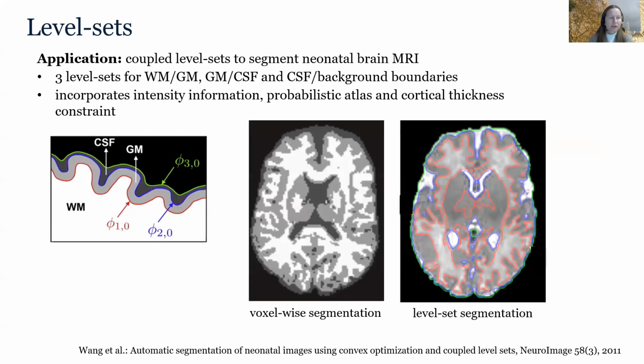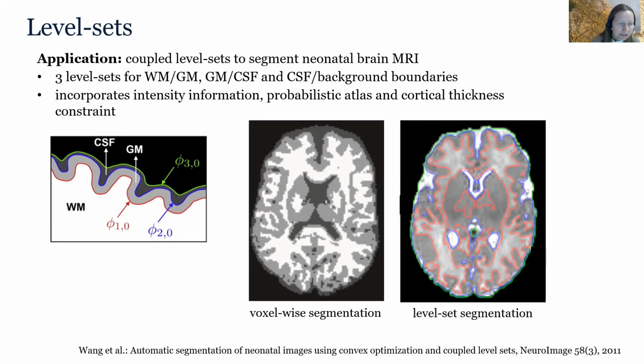I want to just now go through a few applications. This is a coupled level set for a segmentation of neonatal brain MRI. In this application, we have 3 level sets. Here you can see a schematic picture. The red one is for segmentation of the white matter, gray matter surface. The blue one is the gray matter CSF surface, and the green one is the outer boundary of the CSF and the background.